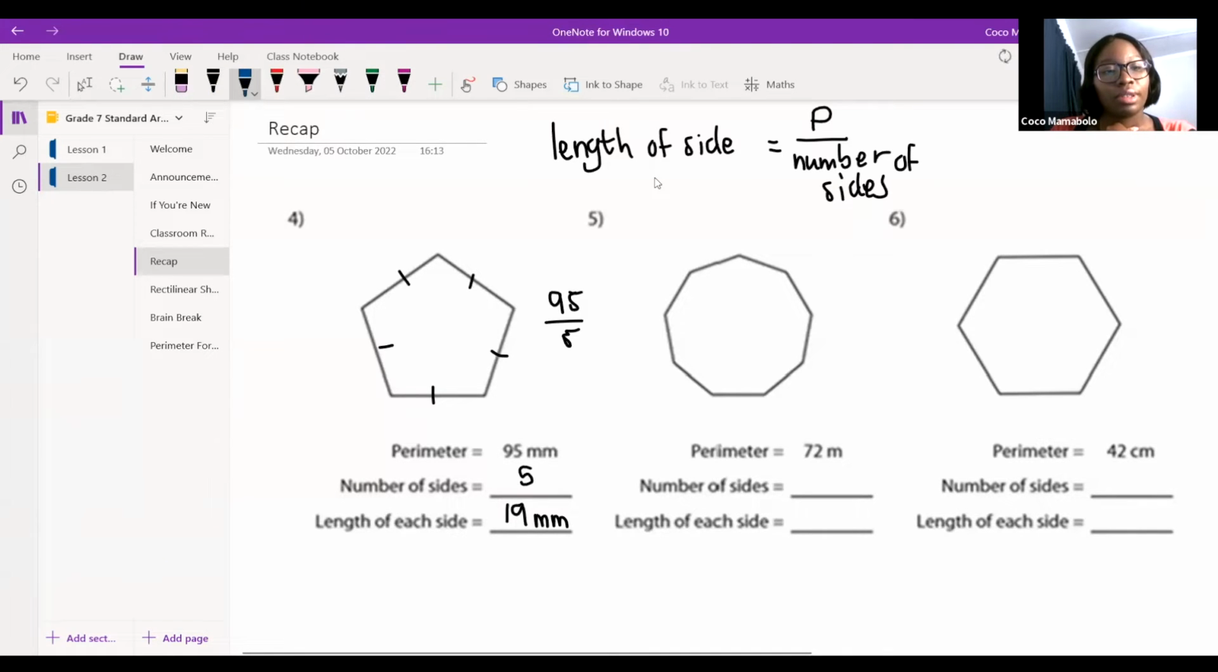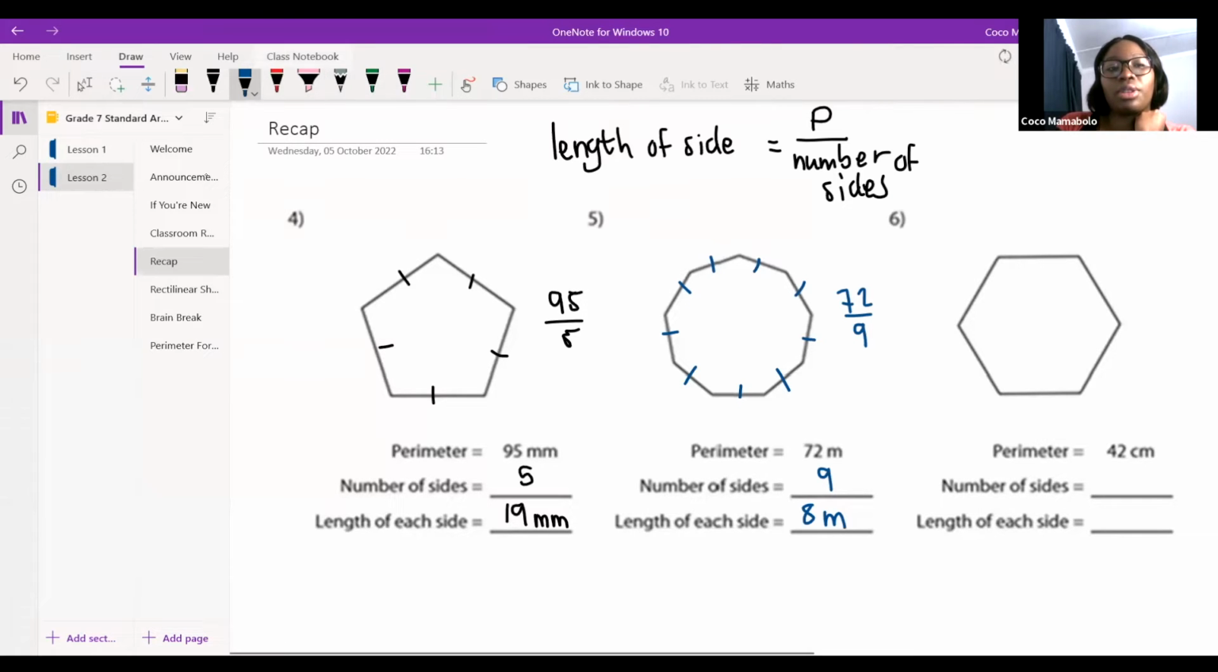Hi, ma'am. Hi, my sweetie. Okay. How are we going to solve for 5? Ma'am, we're going to say 72 divided by 9. Let me just count. 1, 2, 3, 4, 5, 6, 7, 8, 9. Excellent. There are 9 sides. So we're going to go 72 divided by 9. And what is my answer? 8. Good. 8 what? 8 meters. Excellent. Well done, Maya. Thank you, ma'am.